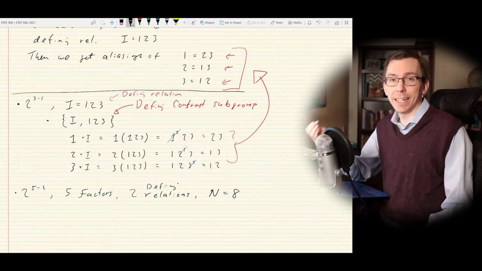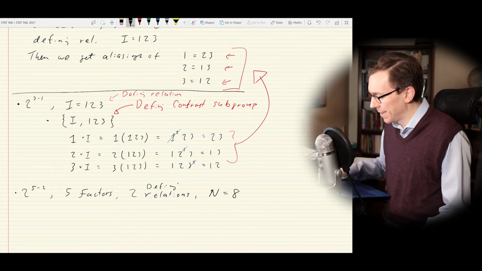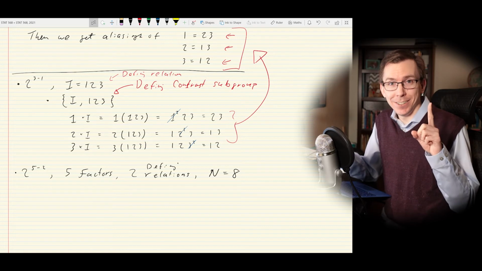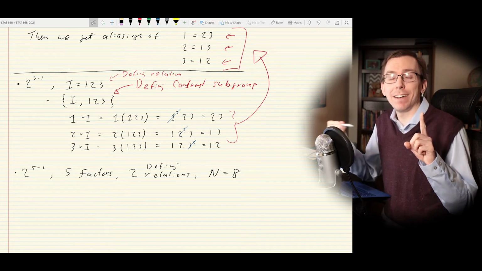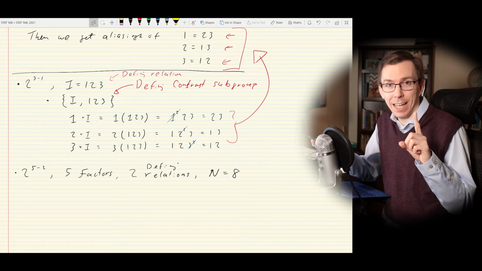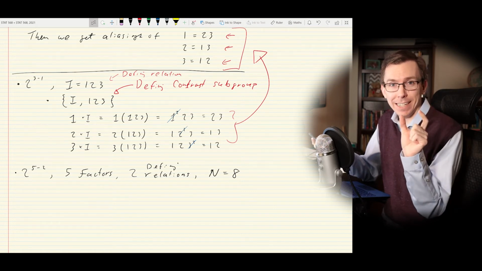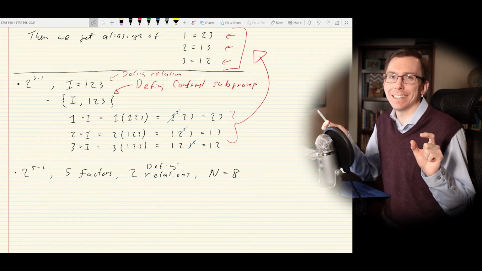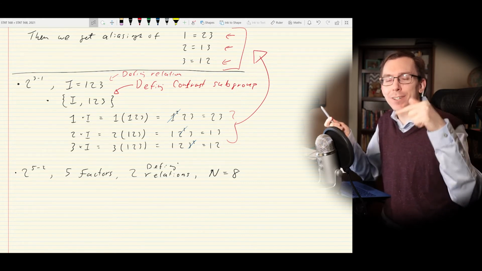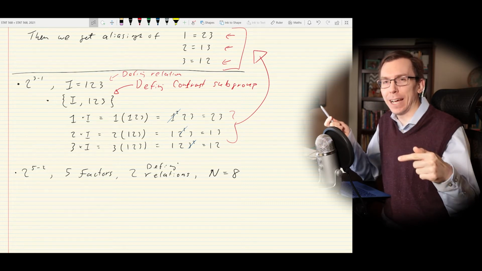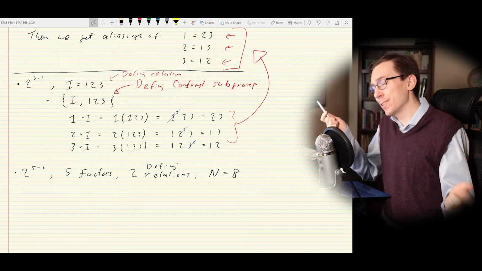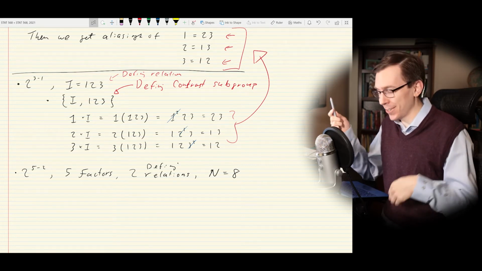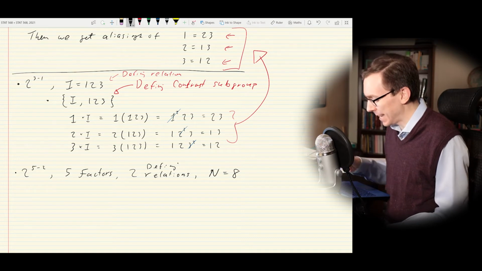But again, we're going to get a bunch of aliased terms here. And the aliasing is more complicated because if I have a single defining relation, I now have pairs of aliased effects in my design. If I have 2 defining relations, I now have 2 to the 2, which is 4. No, 4 factors all aliased together, or effects all aliased together. So let's do an example of that.